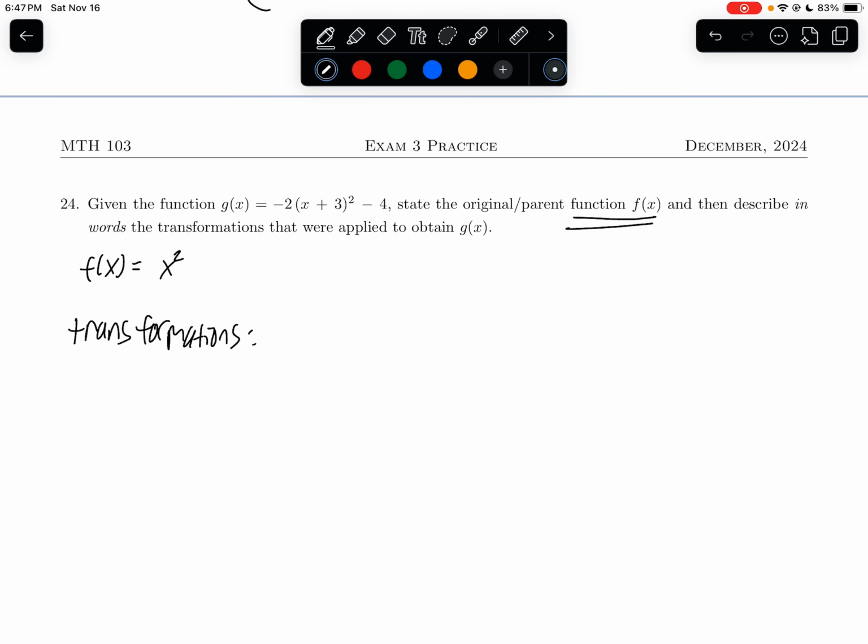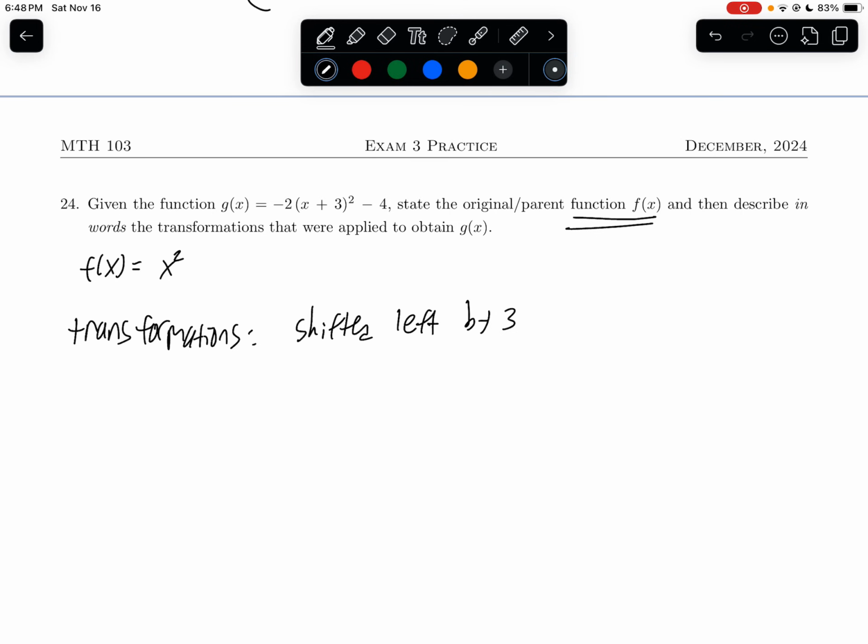And then the transformations done would be what? Well, I added 3 to the inputs, so we have to do horizontal scaling and reflection first, which there isn't any here. The next thing I have to look at are horizontal shifts, and there is horizontal shifting. I'm adding 3 to the inputs, which means I'm shifting it left. So it's shifted left by 3.